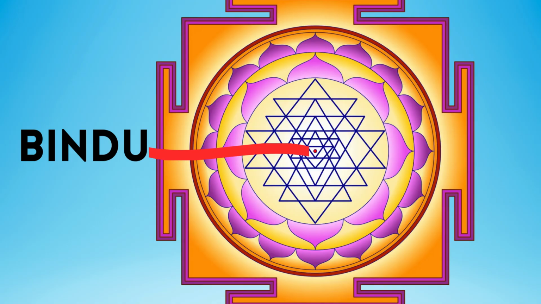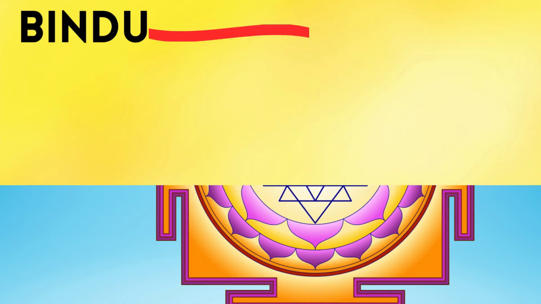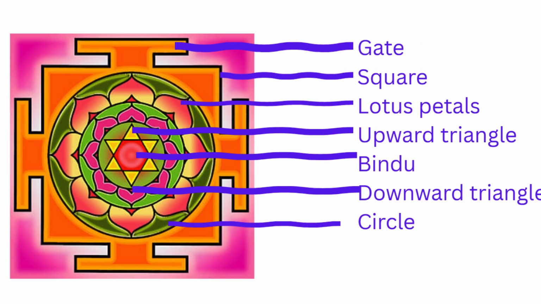The dot, bindu. The bindu is the central point or dot in the yantra. It represents the source of creation and the unity of all things. It is considered the most powerful element in the yantra. It is surrounded by various shapes and patterns in the form of circle, square, triangle, and lotus petals.